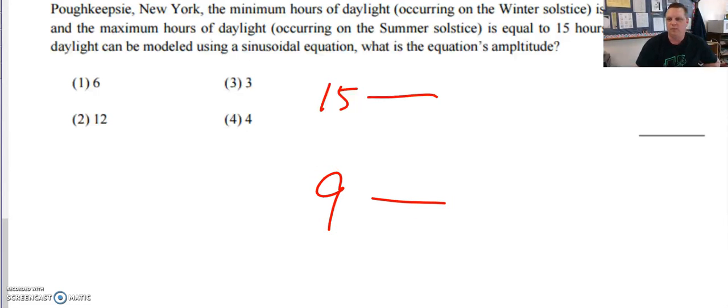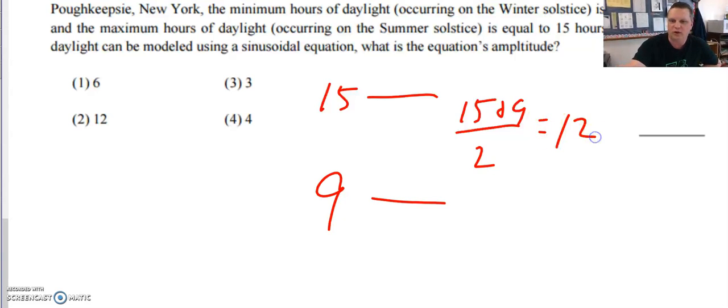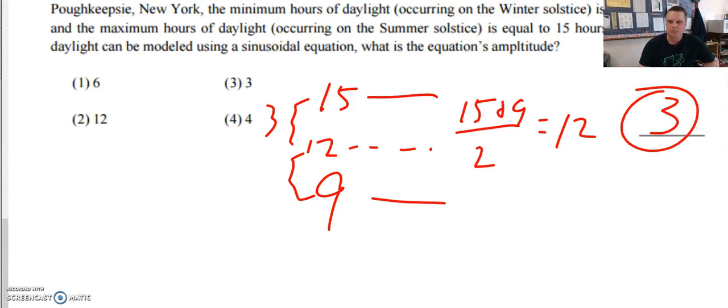If you need to do midline, you can do the midline: 15 plus 9 divided by 2. So I find that midline. I get 24 divided by 2, I get 12. So my midline is 12. So the amplitude is the difference here or here, which gives you 3, and that is choice 3.